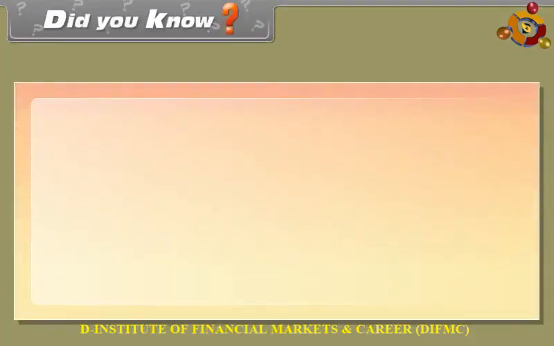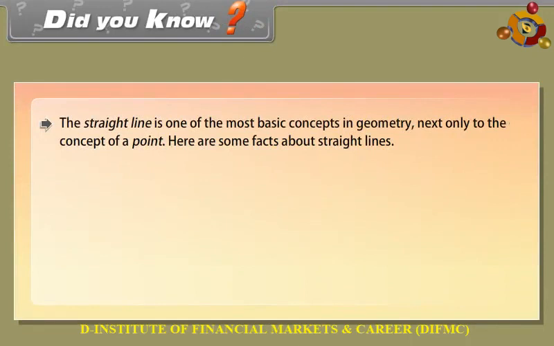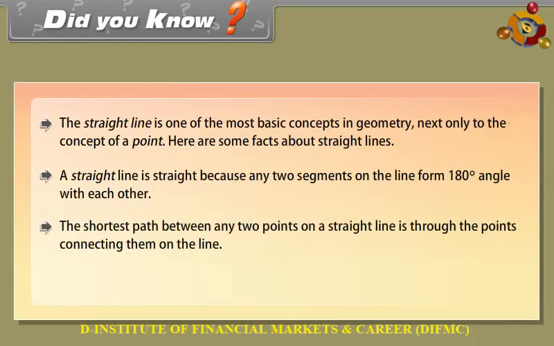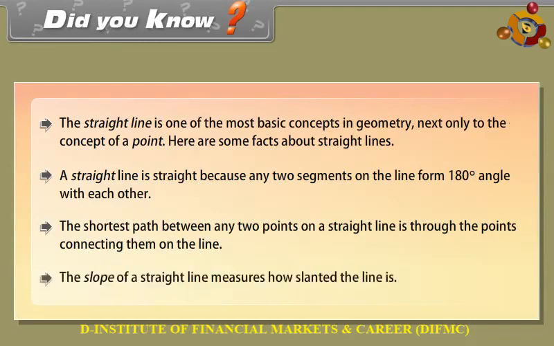Did you know? The straight line is one of the most basic concepts in geometry, next only to the concept of a point. Here are some facts about straight lines. A straight line is straight because any 2 segments on the line form a 180 degrees angle with each other. The shortest path between any 2 points on a straight line is through the points connecting them on the line. The slope of a straight line measures how slanted the line is.